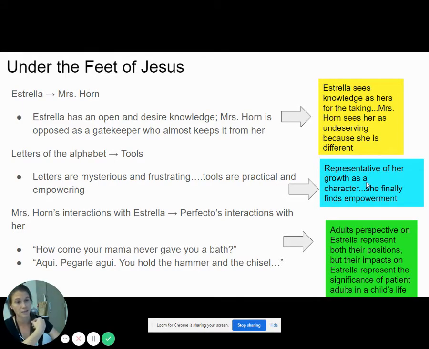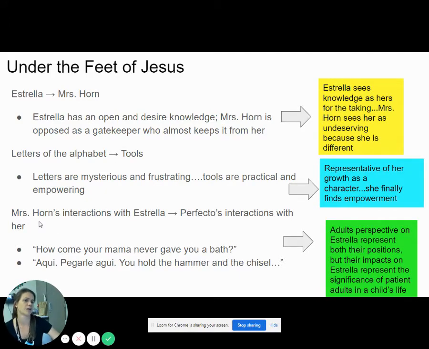And these two things are in direct contrast with each other, but they do sort of represent her growth as a character. So it actually represents how Estrella changes, whereas she's confused by these letters in the beginning that are sort of like tools and doesn't understand how they function. By the end, she understands how tools work and therefore feels empowered by understanding function, and that kind of leads her into her ability to read. So we look at that contrast as actually like a growth, something that represents her growth.